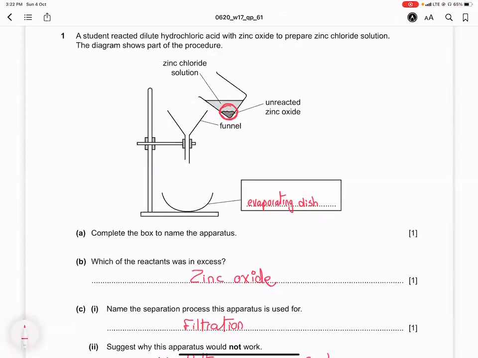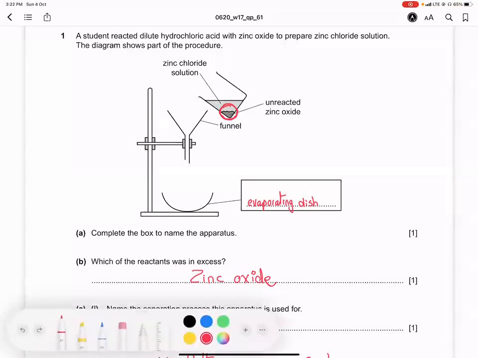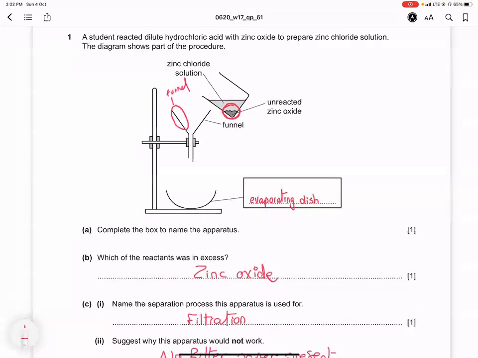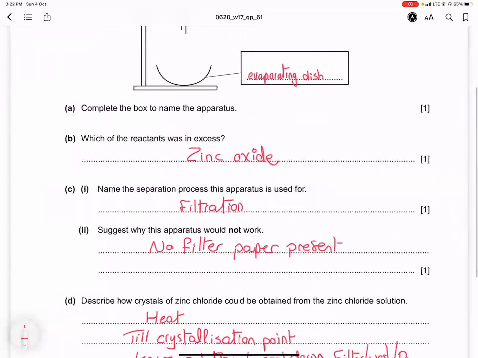Okay, so since zinc oxide remained at the bottom of the beaker, that means that it reacted and some of it remained unreacted at the bottom of the beaker, okay? So this means that it was in excess. Name the separation process. Of course, since we saw the funnel, this is filtration. Suggest why the apparatus would not work.